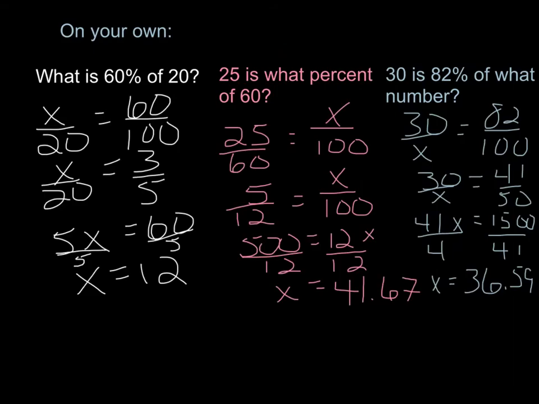After setting up all of my proportions, I found for the first problem, 12 is 60% of 20. In the second problem, 25 is 41 and 6/700% of 60. And 30 is 82% of 36 and 59/100.